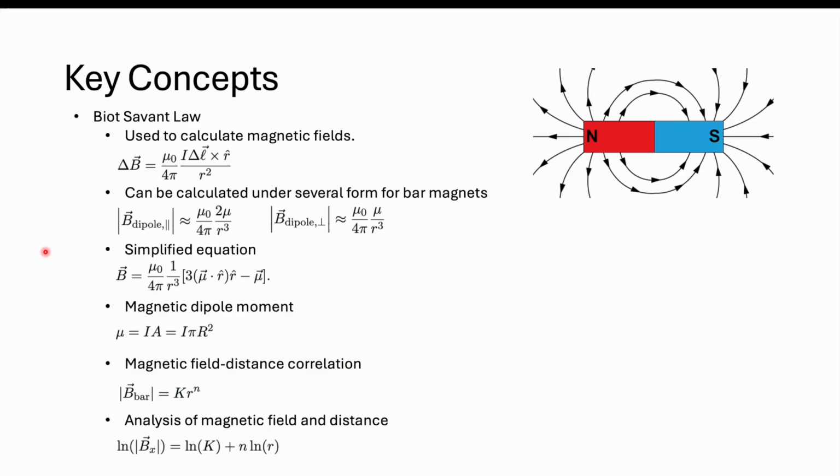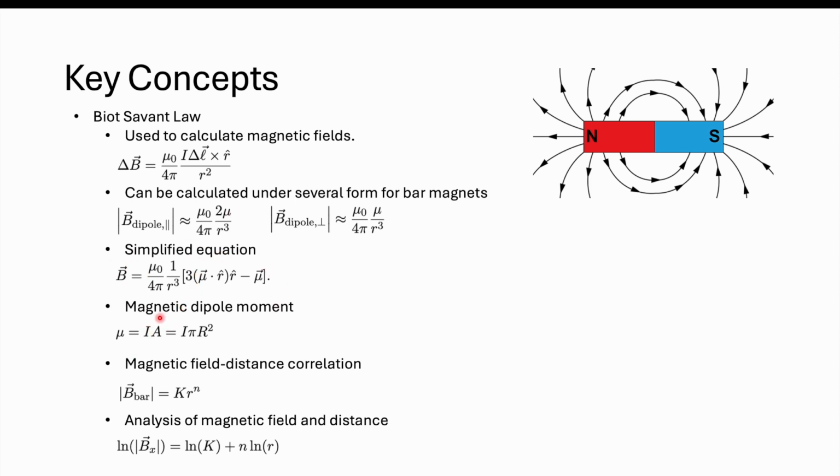So here are the key concepts. The main concept here is the Biot-Savart law. This is used to calculate the magnetic field. This is a change in magnetic field, and this is the base equation. Here we can see a bar magnet, so we can see that the magnetic field goes from north to south. From this equation, we can derive the magnetic field of a dipole on its axis and perpendicular to its axis, so those are these two numbers, and we can simplify the equation to the magnetic field being this. So this combines both of them.